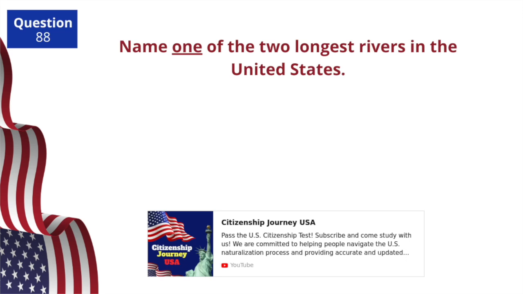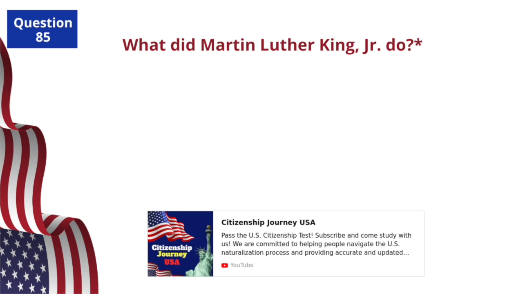Name one of the two longest rivers in the United States. Missouri River. What did Martin Luther King Jr. do? Fought for civil rights.